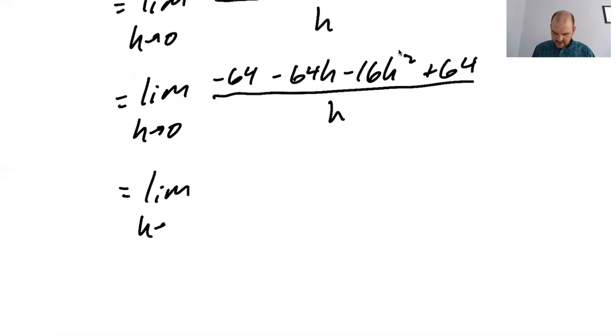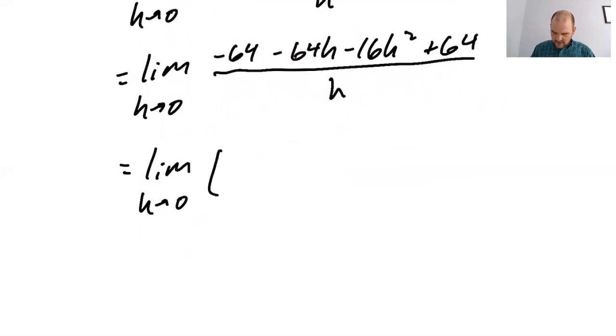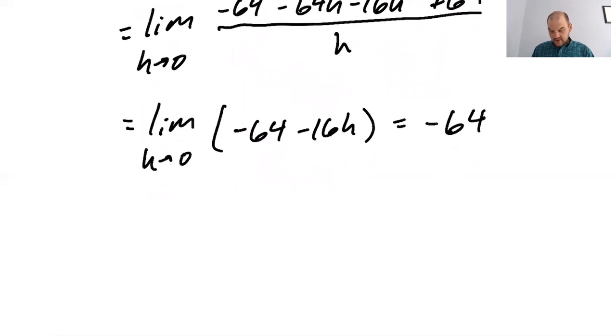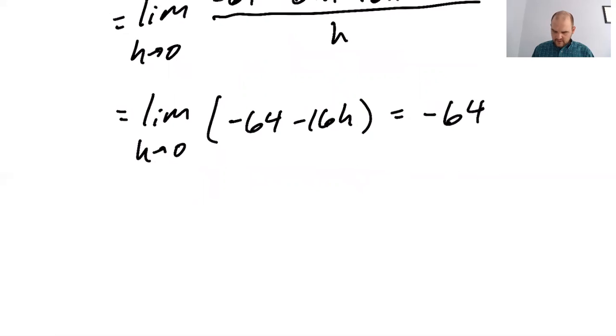Limit as h approaches 0. So the 64 and negative 64 are gone. What I'm going to do is divide by h and get the quantity negative 64 minus 16h. And then if h is 0, I get negative 64. So I found again that f prime of 2 is negative 64.